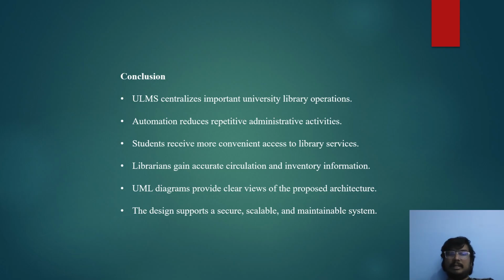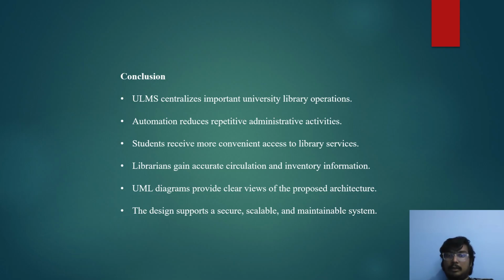So UML centralizing important university library operations means that by using all these UML diagrams, you can know what functions should be done by whom, like users have something, faculty have something, and students have something to do. Each and every one has some actions and activities, so it will be clear in the UML diagrams. Automation reduces repetitive administrative activities, like needing to write everything down when you take a book or do something else. So it reduces the time and sometimes the stress also.